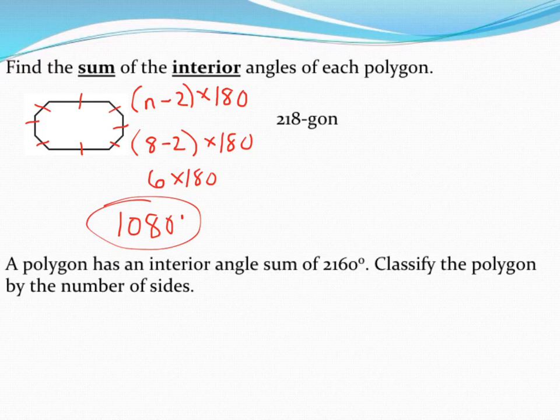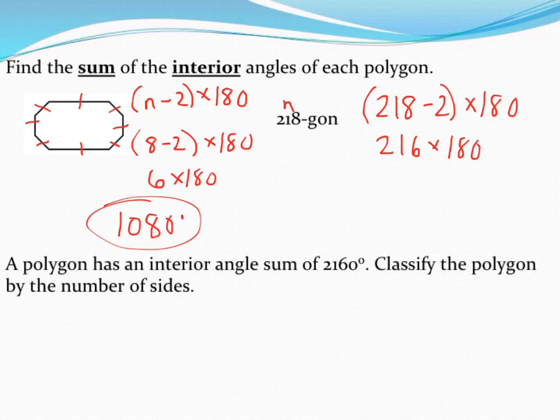So for a 218 gon, I don't need to draw it, but I know that it's got 218 sides because that's what the n is in this case. So I've got my same formula, 218 minus 2. Multiply that by 180. I get 216 times 180, so a 218 gon should have an interior angle sum of 38,880 degrees.